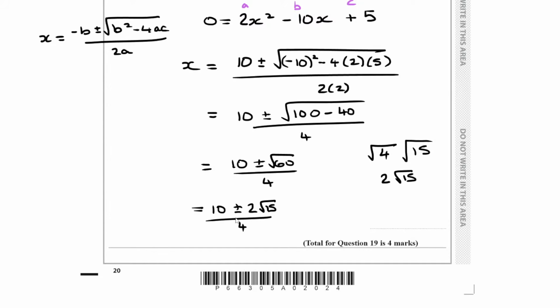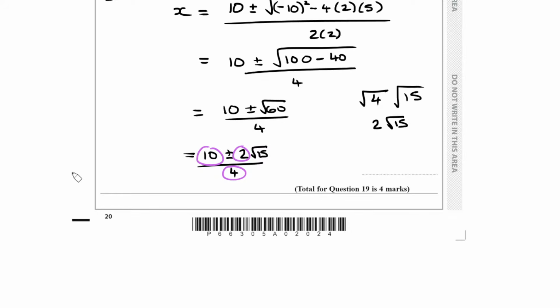Then, ignore the surd, but out of these 3 terms, they're all divisible by 2, aren't they? I can simplify them all by 2. Down here, that would give me 5 plus or minus, technically 1, but you don't need to write 1, root 15 over 2. That would be your final answer. That's the format that they wanted.